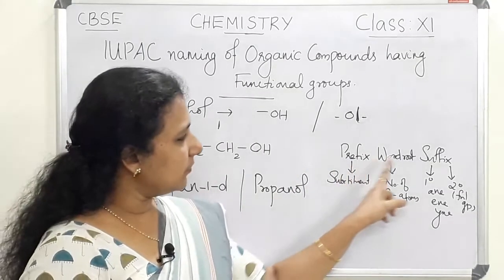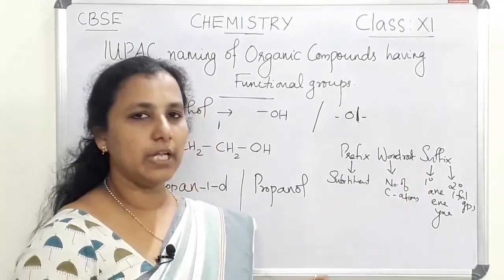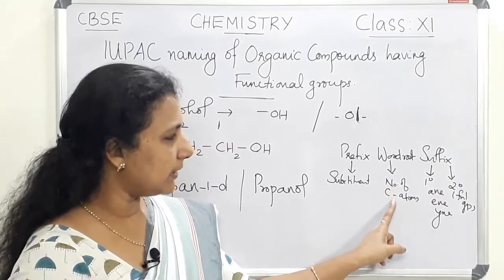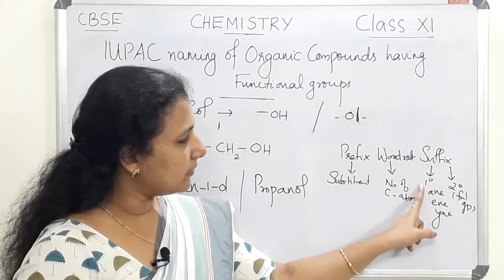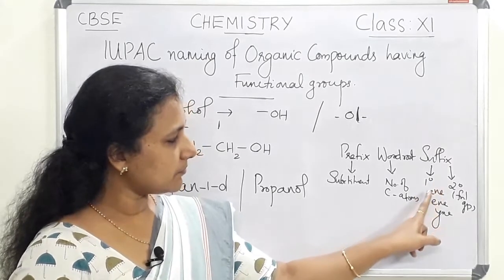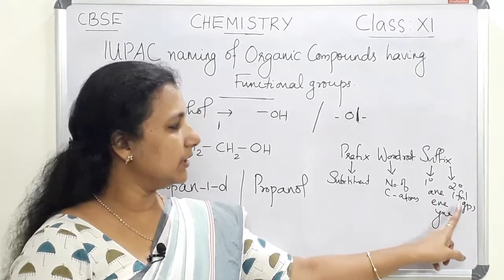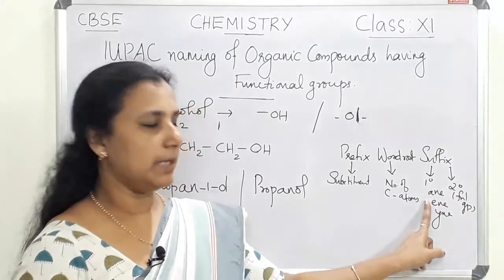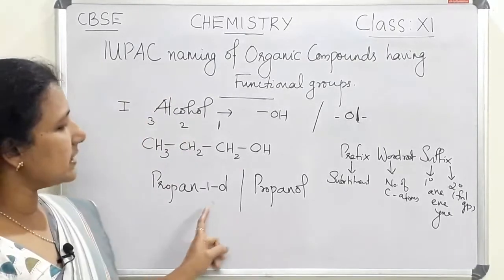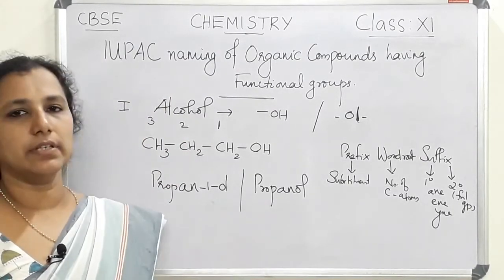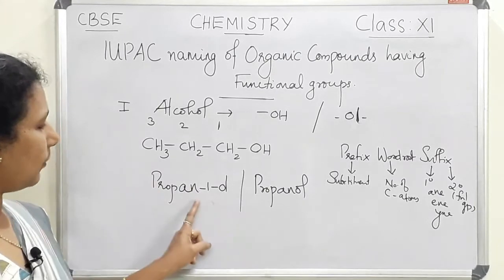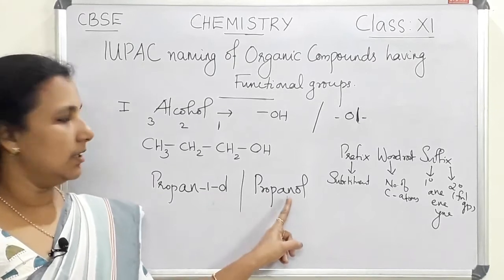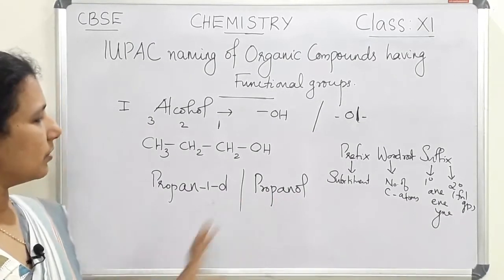So prefix, word root, suffix, that is the general format for naming an organic compound. Prefix is the substituent, word root is according to the number of carbon atoms. Suffix will be primary and secondary. Secondary suffix means if there is a functional group, we have to add that also. Otherwise, we can end with the primary suffix itself. Here there is a functional group, so we have to add the secondary suffix. So the name of this compound is propan-1-ol or propanol. So 1-ol can be written as propanol simply. So this is also right.